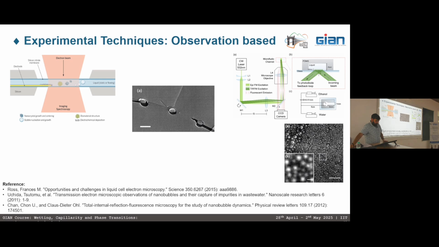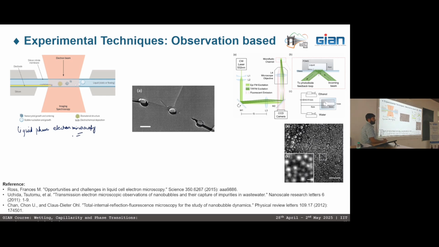Now, briefly I'll talk about techniques and then we'll discuss. So I have mentioned 3 techniques here. The first technique is called liquid phase electron microscopy.